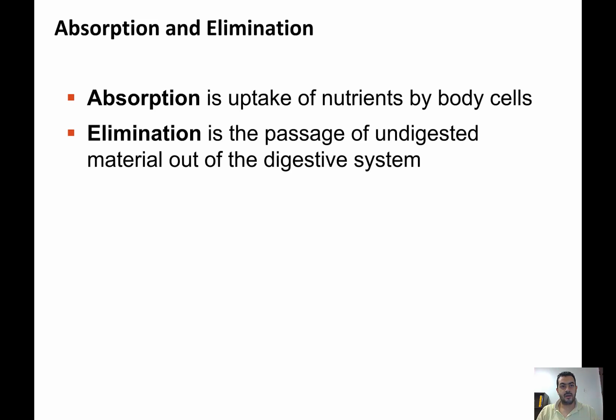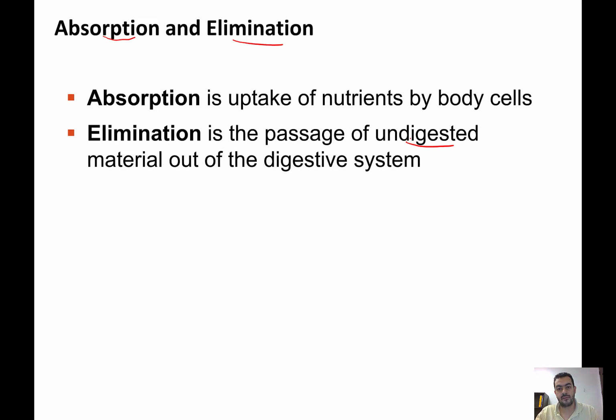Hello everyone. In this video we are going to continue our discussion about food acquisition in animals. So we are going to focus more specifically on absorption and elimination. Absorption is the uptake of nutrients by body cells, and elimination is the passage of undigested nutrients out of the digestive system. So not all the food materials will be digested.